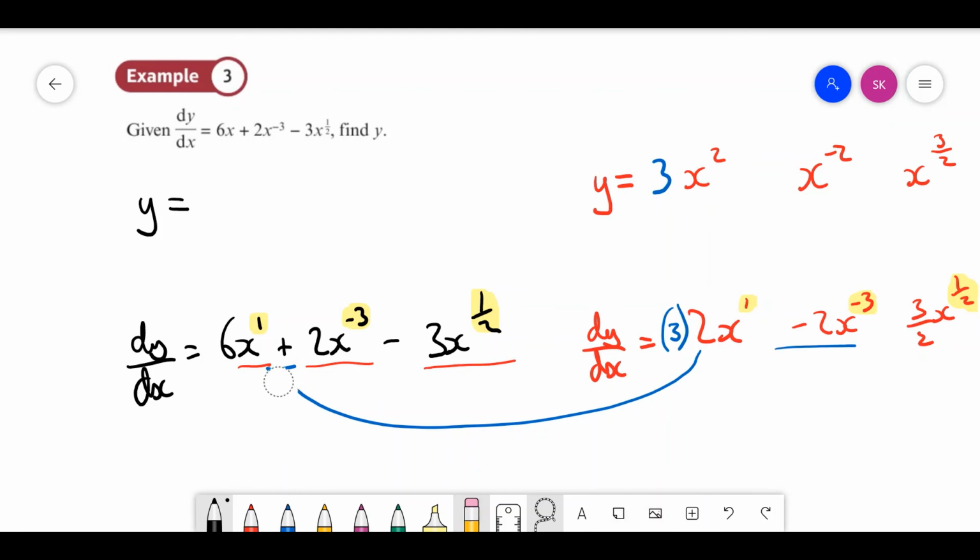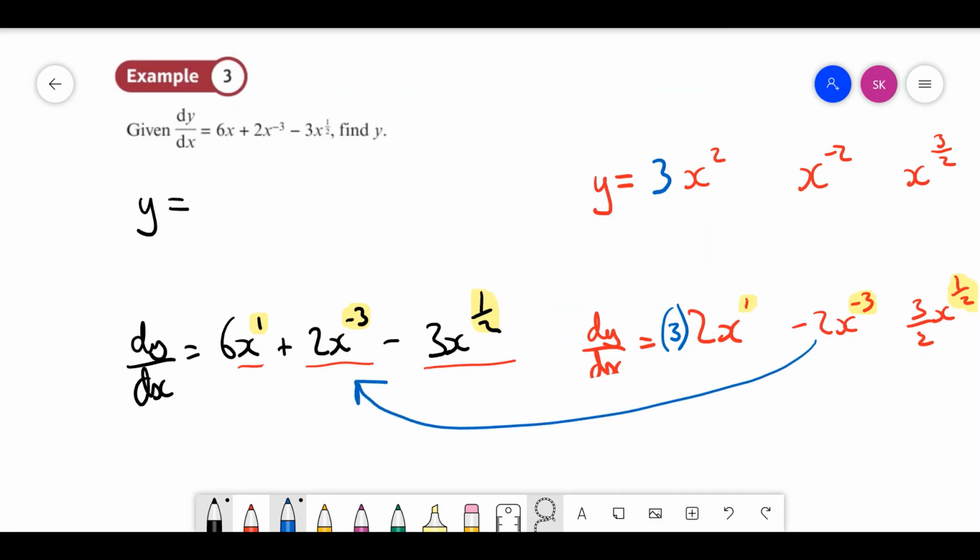So let's just rub this out. What do I times negative 2 by in order to make it positive 2? I times it by negative 1. So that means this one has to be negative 1, or negative x to the power negative half.